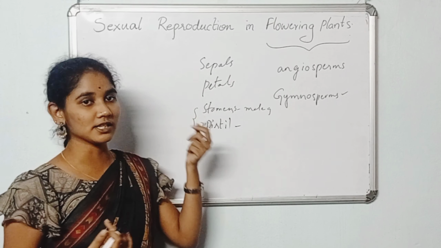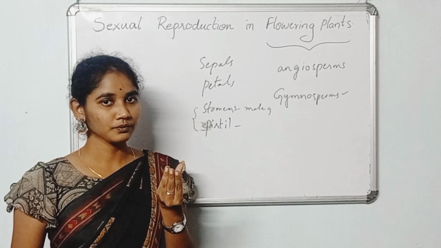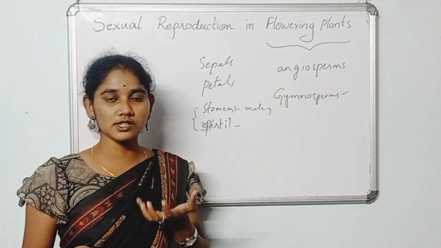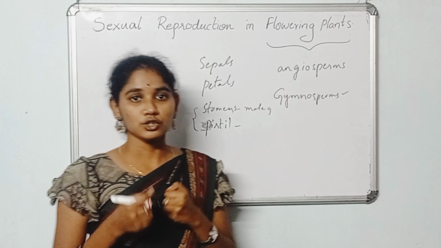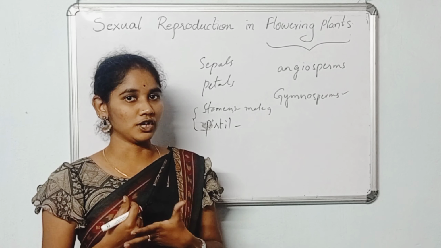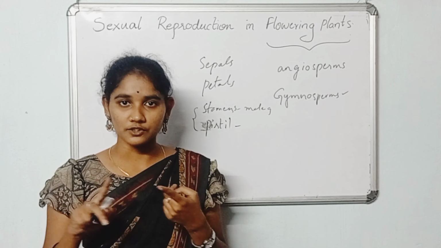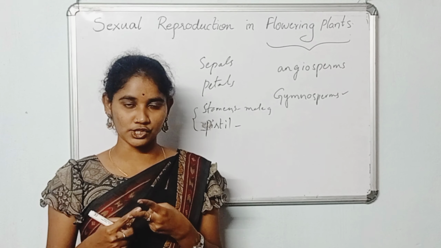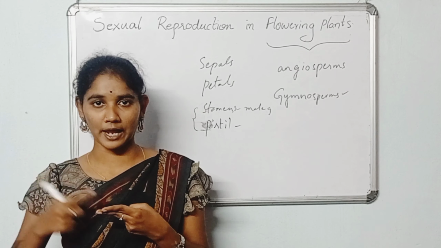What is the role of sepals and petals? Sepals hold the flower, and petals have attractive colors to attract insects. Why attract insects? For pollination to happen. So in plants, 2 processes happen. The first process is pollination, and then seed formation. Later, this seed will grow into a new plant.